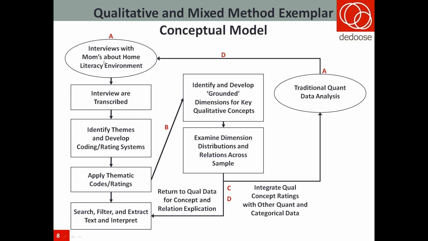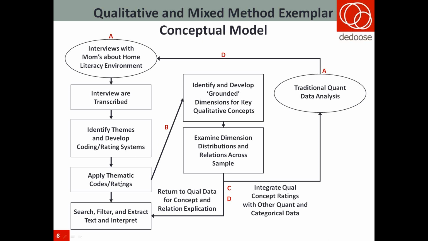So we have interviews with moms about the home literacy environment in our exemplar study, transcribe them, identify those themes, and develop these rating systems, go back into our data and apply those themes across all of the research participants. And then we use those organized coded data to search, filter, extract text, and then interpret that to tell our story. But if we look at arrow B, here's where we talk about building these dimensions, okay?